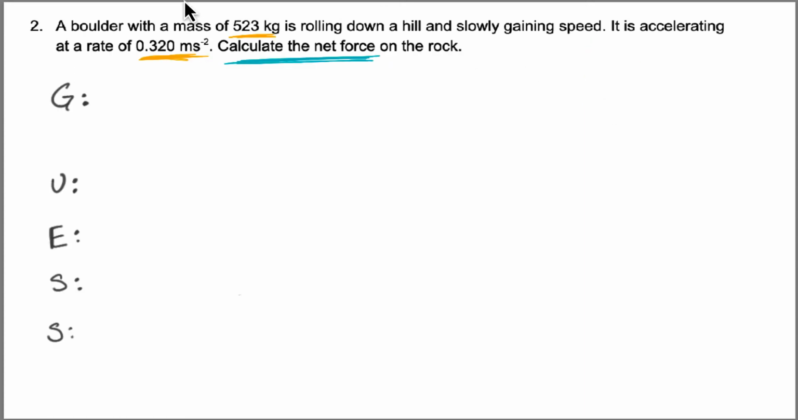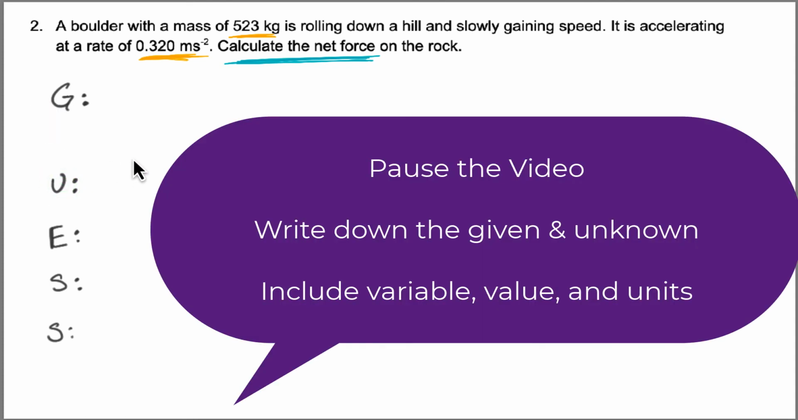Problem number 2 says a boulder with a mass of 523 kilograms is rolling down a hill and slowly gaining speed. It is accelerating at a rate of 0.320 meters per second squared. Calculate the net force on the rock. So start off by pulling out the given information and the unknown. Write those in here. See if you can do that without seeing the video first. So go ahead and pause the video.